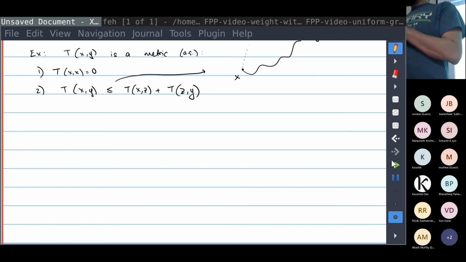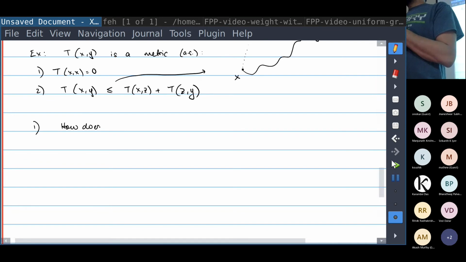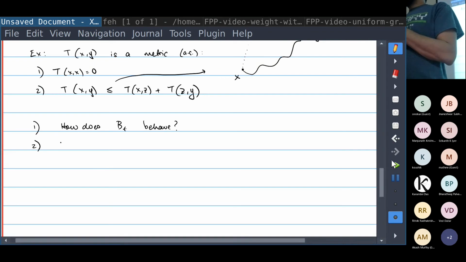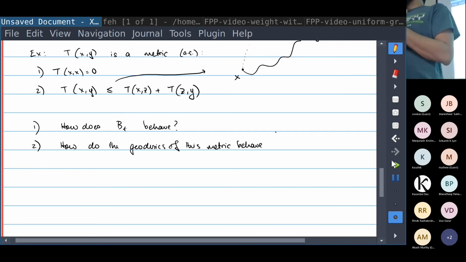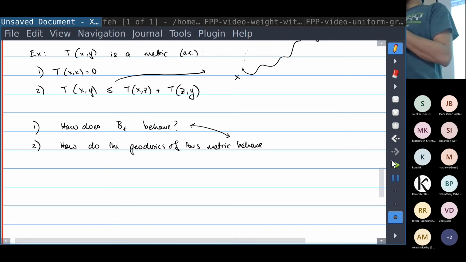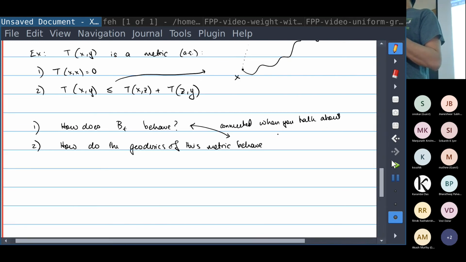So the questions I'll be interested in, or the questions you generally ask: one, how does T behave? And two, how do the geodesics of this random metric behave? These two things are connected when you talk about infinite geodesics, which is what I'm most interested in.